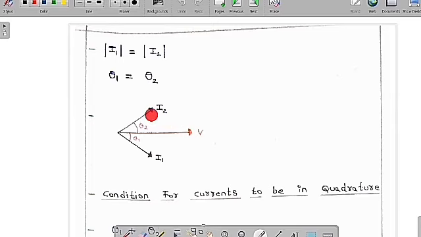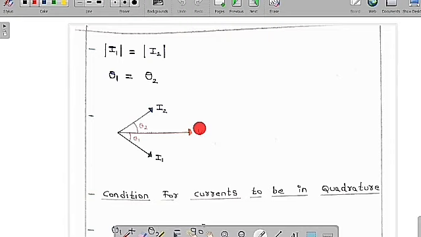So therefore we can simply say that here this is theta 2 and this is theta 1. So this length is equal to this length and also this angle is equal to this angle. So these are the important points whenever at resonance. At resonance the condition is XL is equal to XC and also RL is equal to RC.